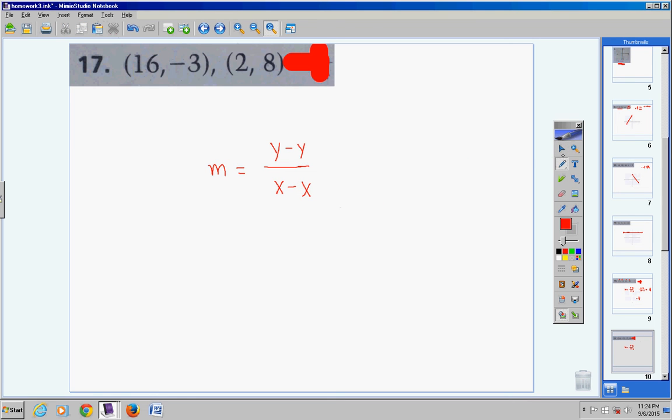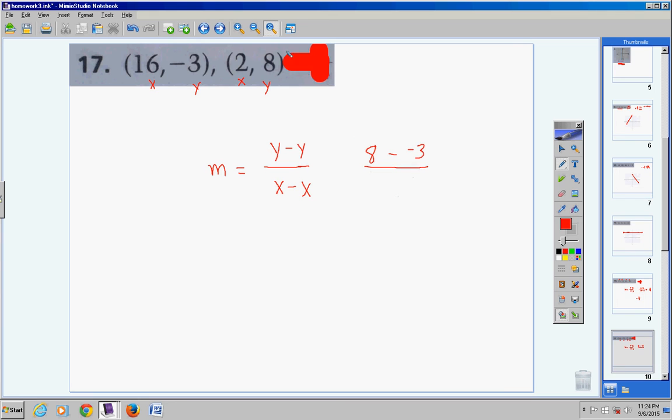Here's our formula. So here's my x, here's my y, here's my x, here's my y. Now, the last problem I started with my y over here, and that's fine. I'm going to start with my y over here. You can do that as long as when you go to your x's, you start with this x here. So y minus y, 8 minus a negative 3.